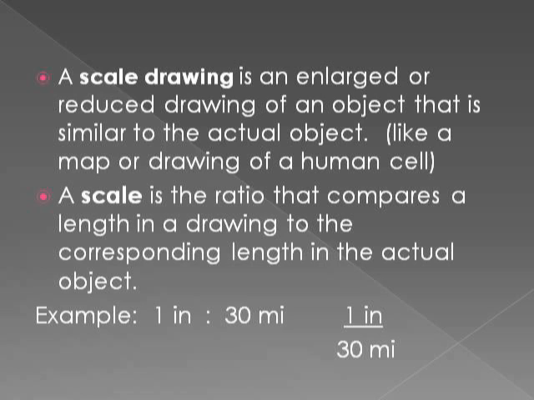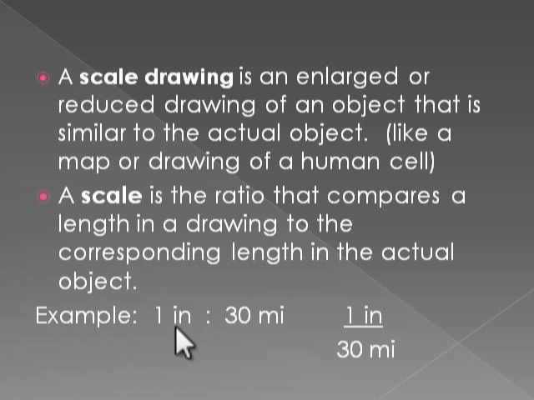And you would have a scale showing you how many, let's say, miles is represented by each inch or each centimeter, or however you want to represent that. That ratio of representation is the scale. So the drawing of that, either smaller or larger than the original, is the scale drawing. The actual scale is how much the length is compared. Okay, so it's the ratio that compares a length in a drawing to the corresponding length of the actual object.